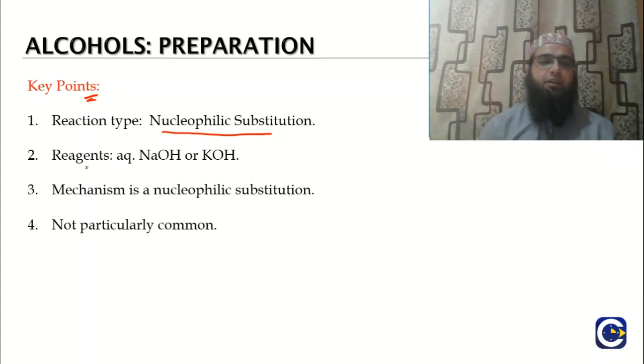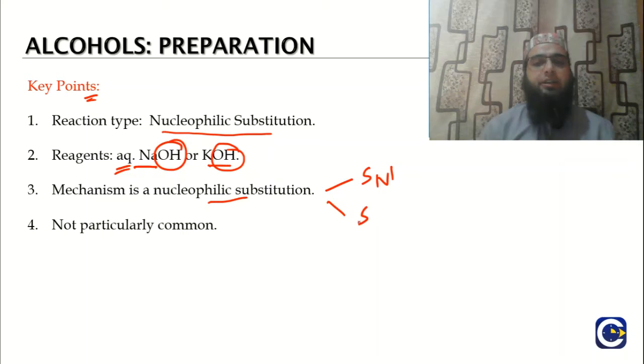In this reaction, the reagents are aqueous hydroxide ion, sodium hydroxide, or we can also use potassium hydroxide. These provide us the nucleophile, OH negative, in the aqueous medium. The mechanism is nucleophilic substitution, and we have two types of nucleophilic substitution reactions. It can be an SN1 or SN2 reaction, depending upon the substrate and the conditions of the reaction.